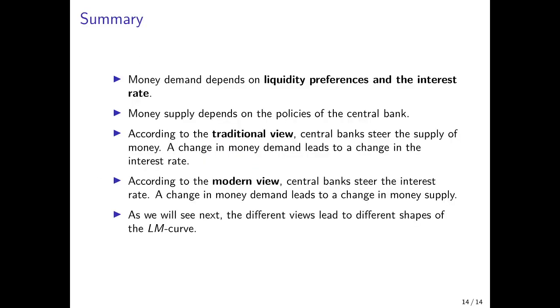So we can now summarize. Money demand depends on liquidity preferences and the interest rate, because households want to hold money for being able to make transactions. But if the interest rate is high, the opportunity cost of holding money is high, because it doesn't pay interest, or only a very low interest in case of some deposits. Money supply depends on the policies of the central bank, and the equilibrium of the money market is where money supply and money demand intersect.